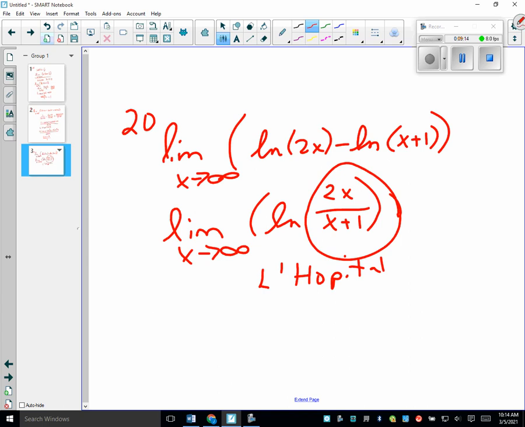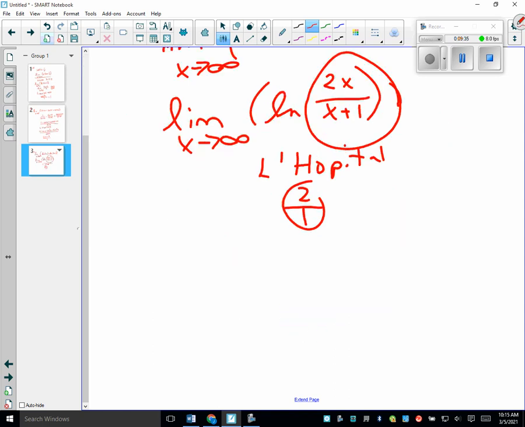Ln is not a multiplication. But wouldn't that still just make it regular infinity? No, we're just going to work that piece. So, what is the derivative of the top? 2. Over 1? 1. So this piece is 2. So my answer is ln of 2.